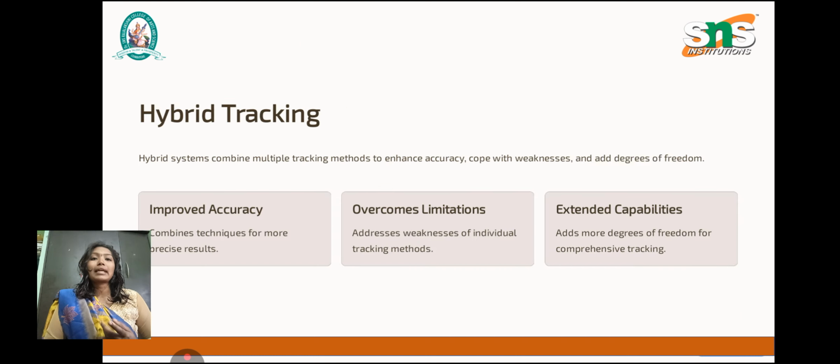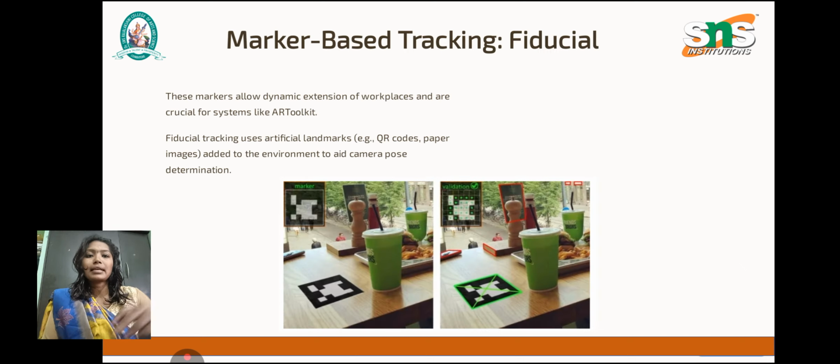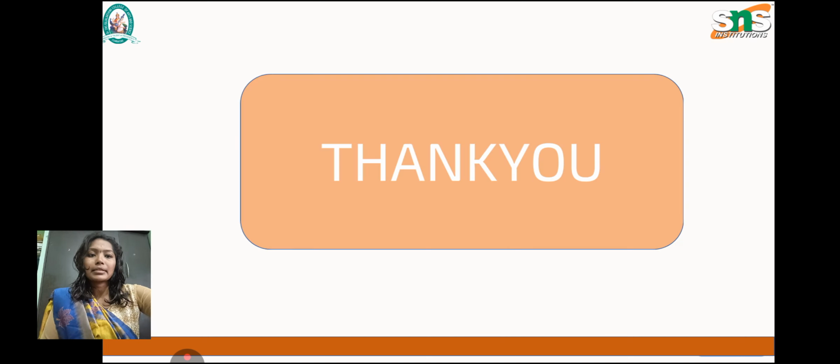Some of the trackings are eye tracking, body and hand tracking, SLAM tracking, markerless tracking and marker based tracking. This tracking will be used with the accelerometer, gyroscope and a GPS device. And this is hybrid tracking. And next is marker based tracking. So this is marker based tracking.